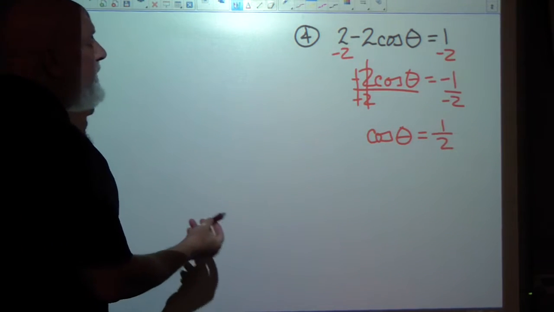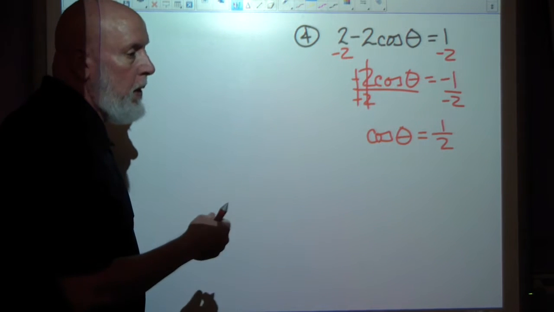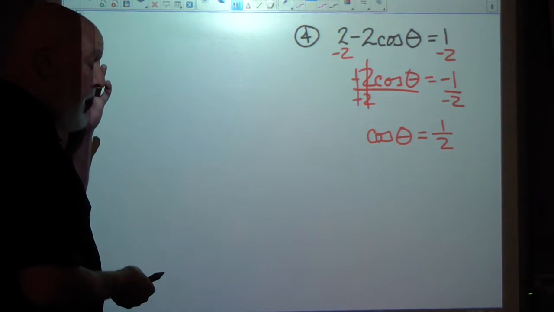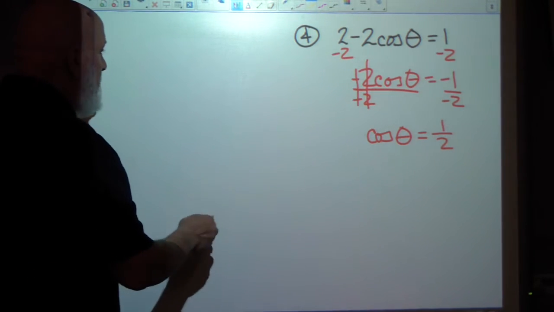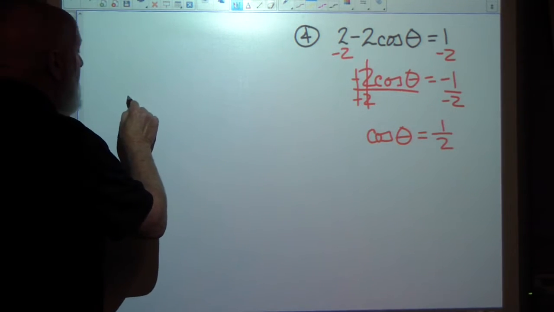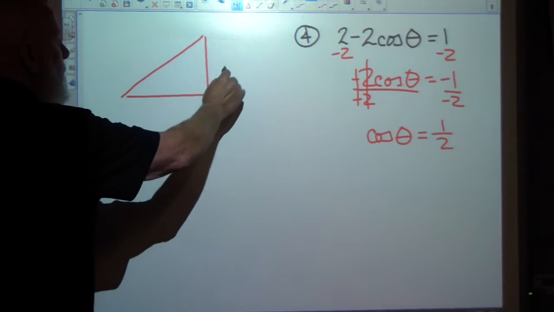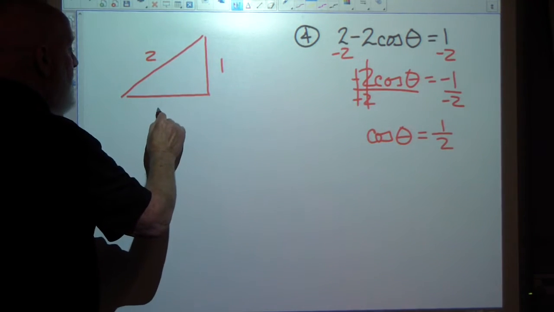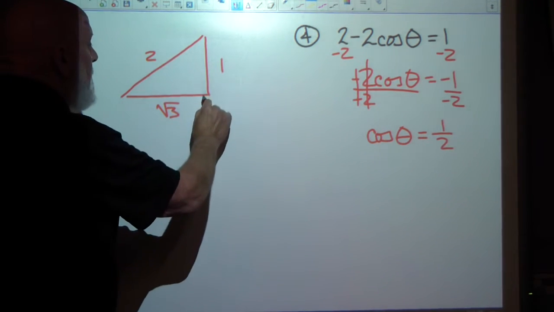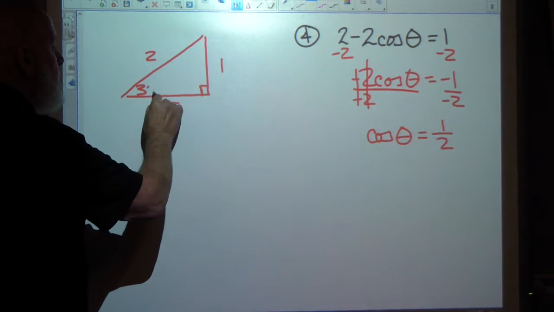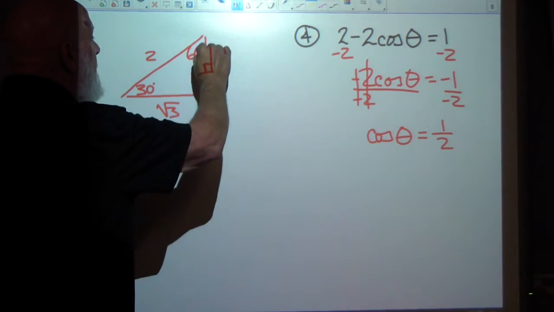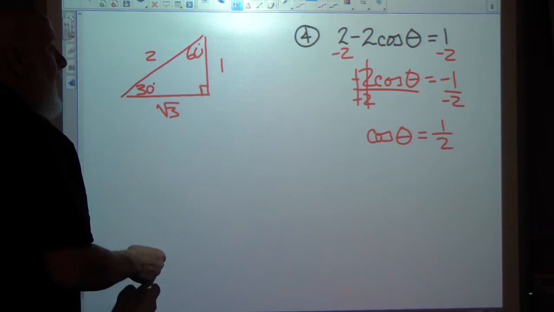Since this isn't a 0, a 1, or a -1, I know I'm dealing with a special case triangle. And I ask myself, which of the special case triangles, there are 2 of them, 45-45 right and 30-60 right, which one involves a 1 and a 2? And that's the one we've already used in the past, the last couple of problems. Looks like this: 1, 2, radical 3. The smaller of the 2 angles will be 30, the larger of the 2 will be 60, 30-60 right triangle.